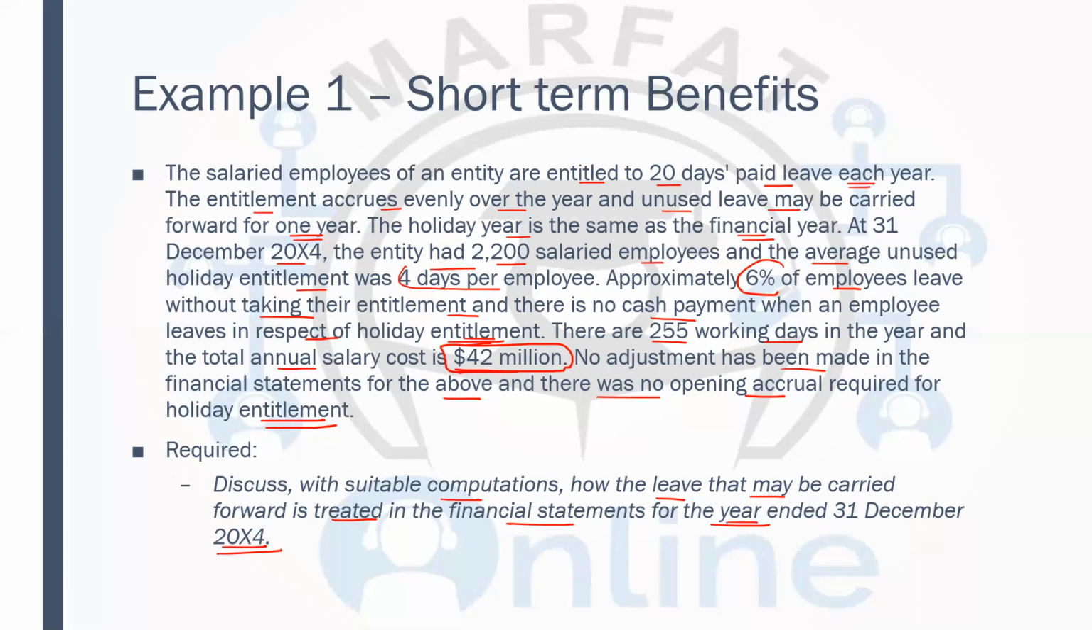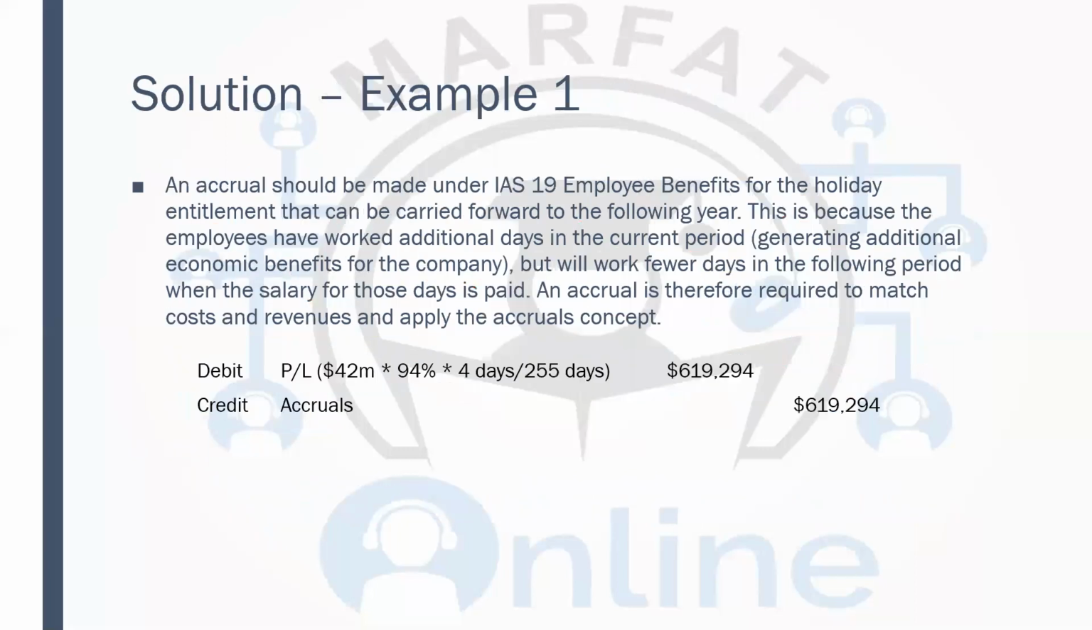Now you know the number of employees, they are 2,200; 6% won't be availing it, 94% will be availing it, and 4 days per employee. So the calculation is simple. 42 million divided by 255 gives you the per day salary, multiply by 94%, multiply by 4, and this gives you 619,294, which will be recorded as an expense in the profit and loss and as a liability in the statement of financial position.